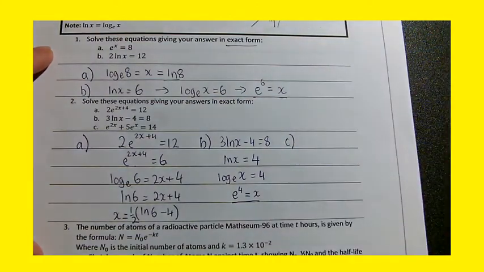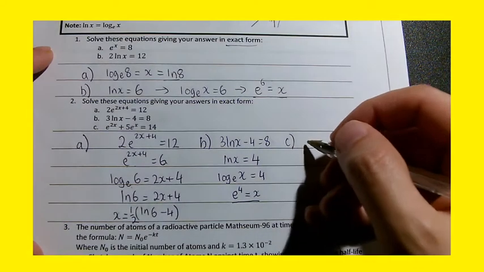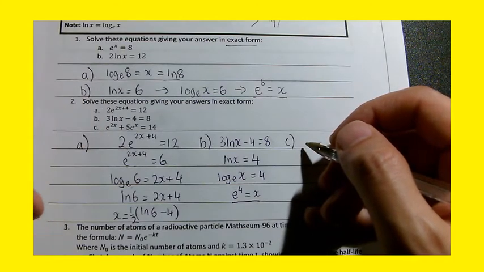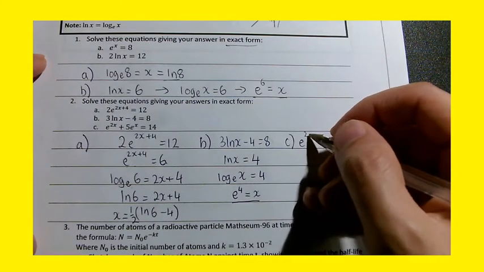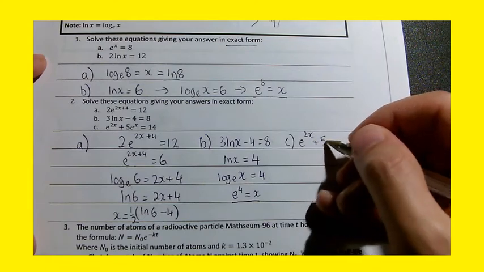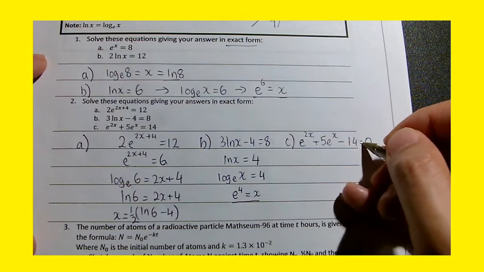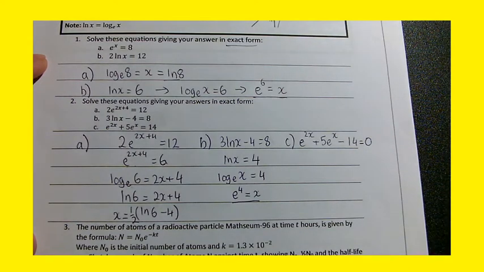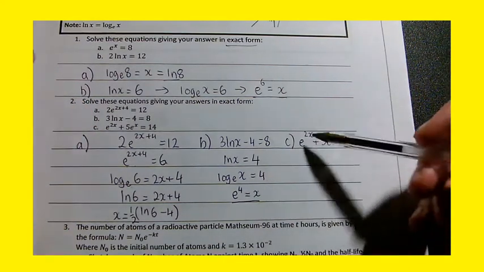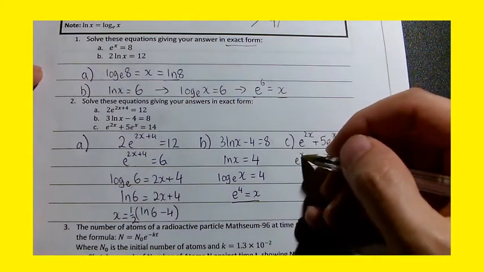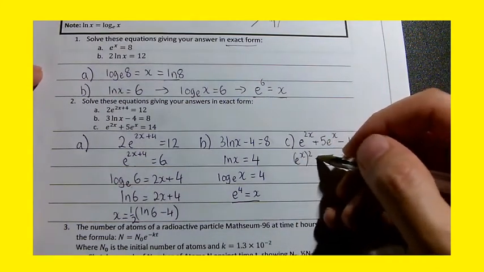Final one, question 2. We've got e to the power of 2x plus 5e to the x equals 14. Now, I cannot apply the same sort of skills here. So what I'm going to do is I'm going to just make everything equal to 0 instead of 14. Now again, if we remember the trick from the previous video, anything to the power of 2x can be rewritten as this.